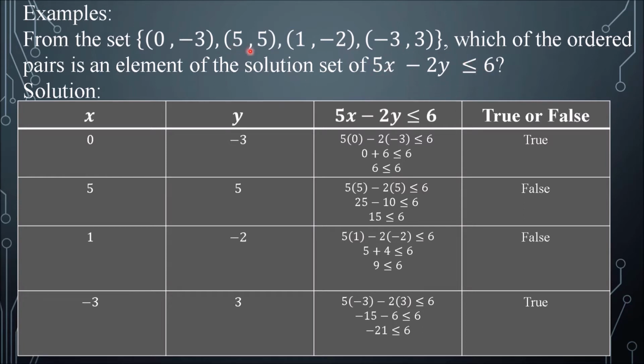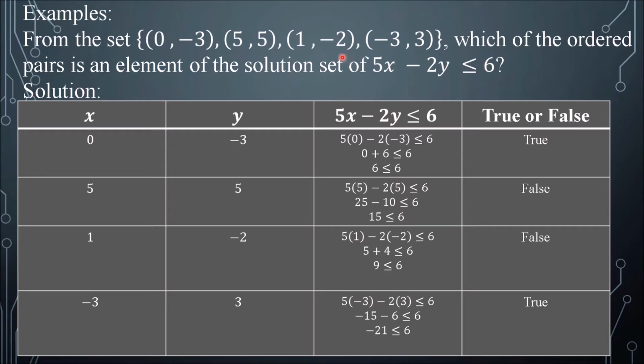Next, we have (5, 5). So we have x = 5 and then y = 5. Substitute to the inequality: 5 times 5 minus 2 times 5 is less than or equal to 6. Simplifying, we have 15 is less than or equal to 6, which is false because 15 is greater than 6. Therefore, (5, 5) is not a solution of this inequality.